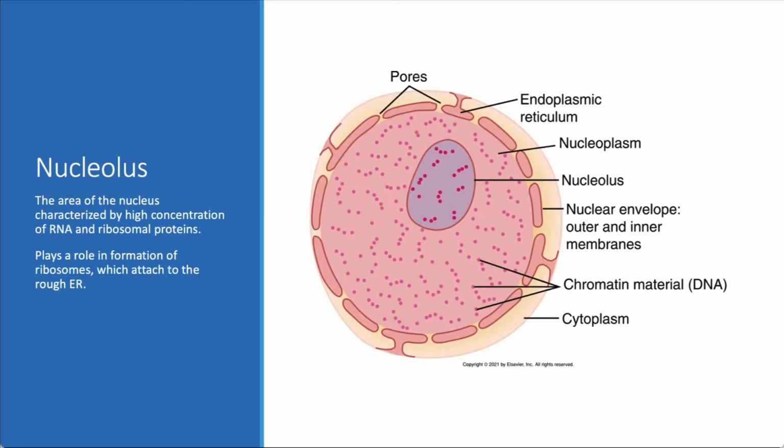Now, the nucleolus is actually not a specific part of the cell. It doesn't have a membrane around it, but rather it is a concentration, an area of the nucleus that has concentrated RNA and ribosomal proteins. The ribosomal proteins are formed from the RNA producing proteins, and then they will go on to form ribosomes, which we'll talk about shortly.